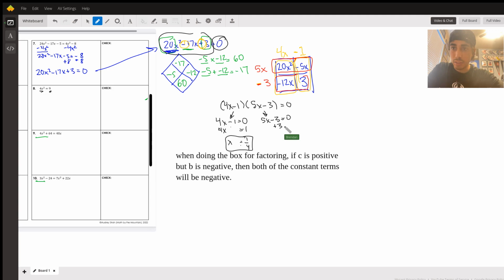Over here, add 3 to both sides. You'll get 5x equals 3. Divide by 5 on both sides, and you'll get x equals 3/5. And those are your two answers for this one.